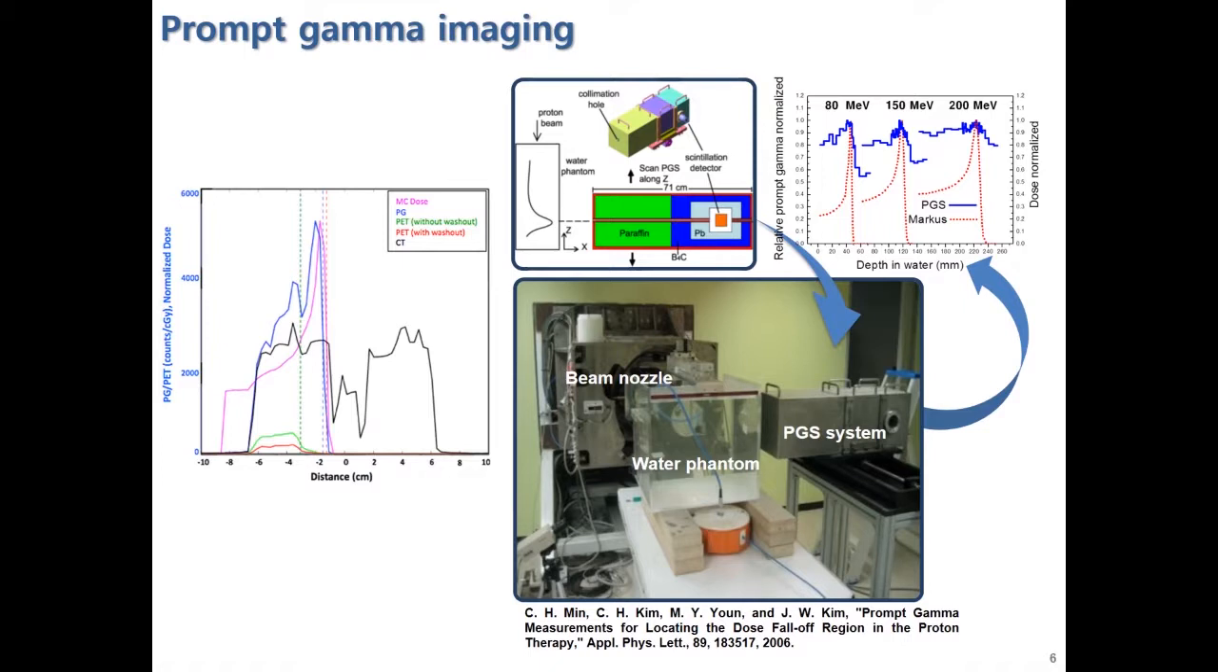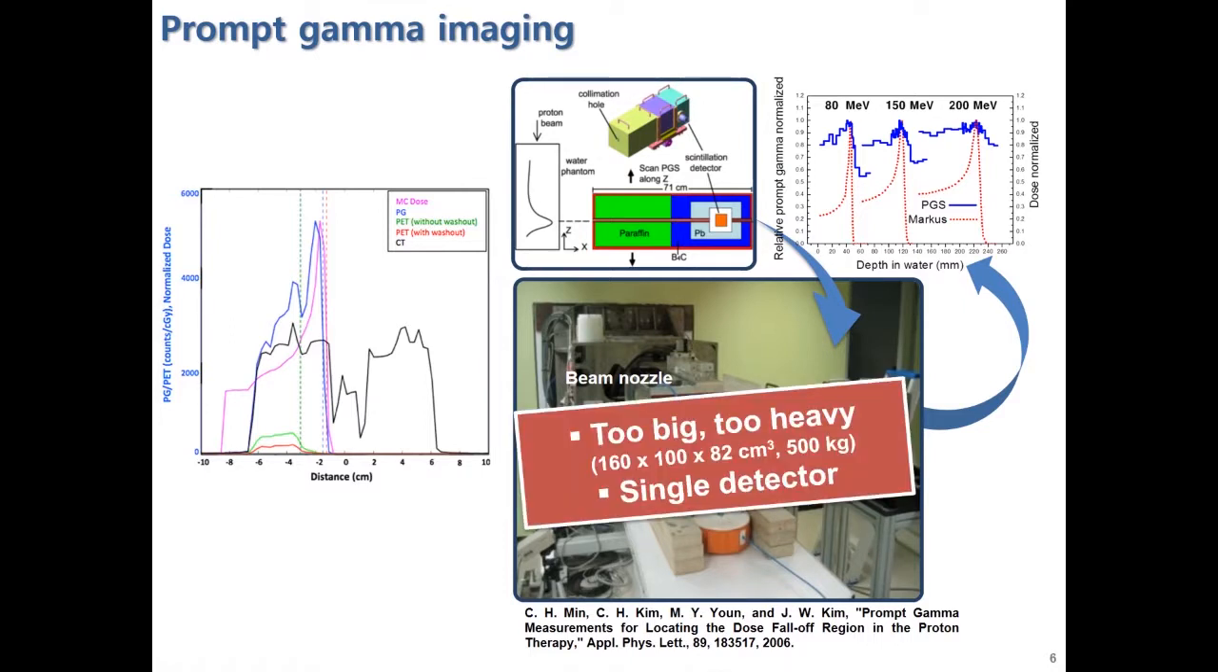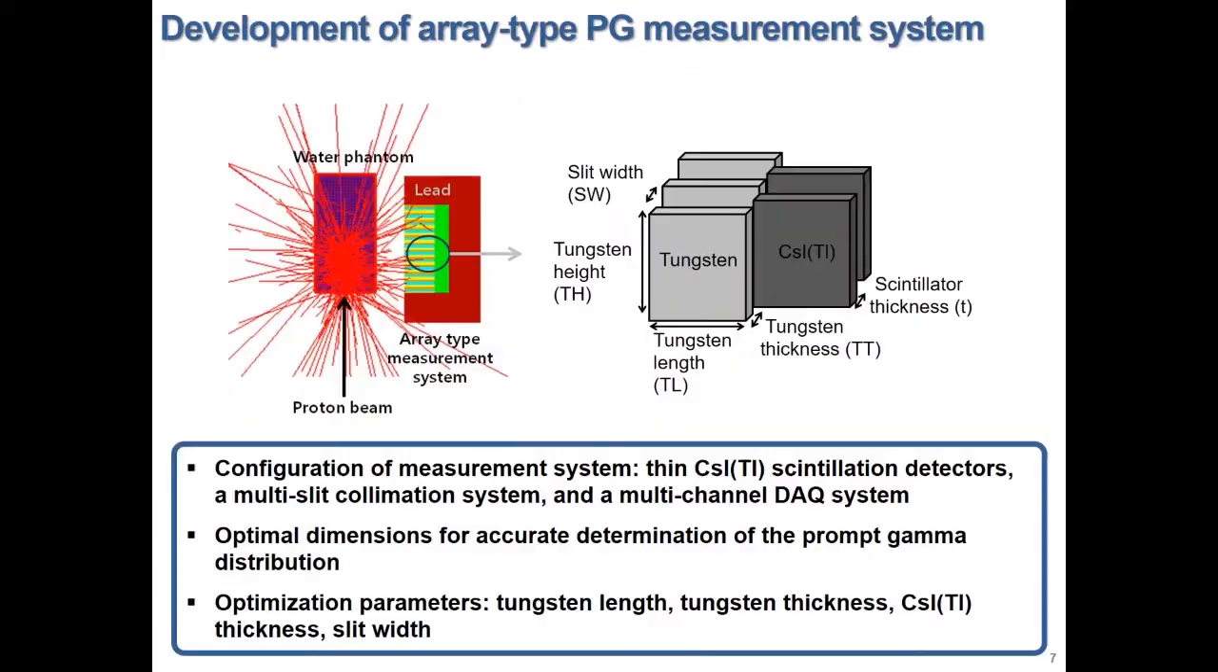After the first proposal of the prompt gamma imaging in 2003, we proved this method for the first time in 2006, developing the prompt gamma measurement system. The measurement system, however, was for a proof of principle, so it had many limitations on clinical application. For clinical application, we first developed an array-type prompt gamma measurement system.